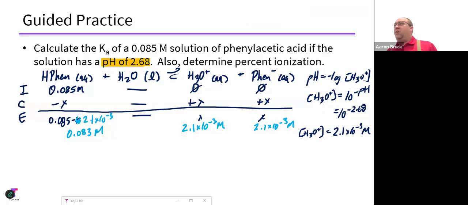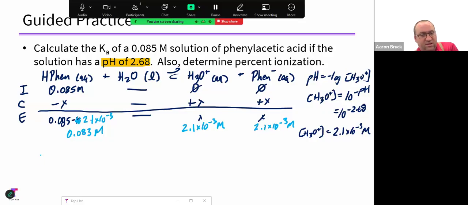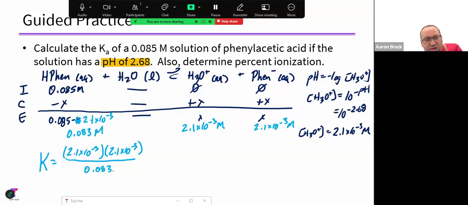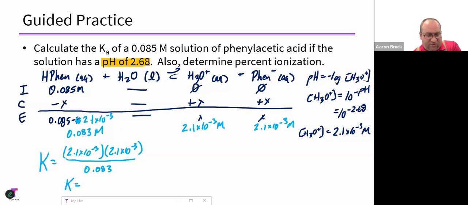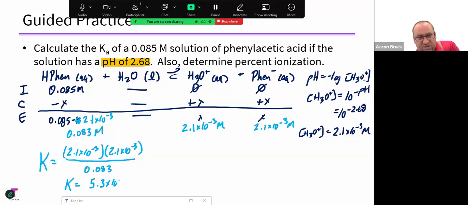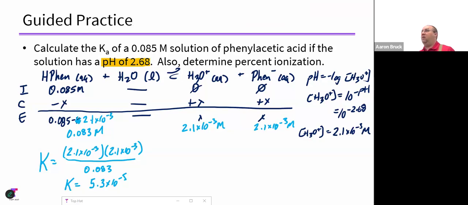We now know all of the equilibrium concentrations, so we can figure out the value of the equilibrium constant. K is equal to 2.1 times 10 to the negative third for the hydronium, 2.1 times 10 to the negative third for the phenylacetate, 0.083 for the phenylacetic acid. So putting those together, divide by 0.083, the two significant figures again, we get 5.3 times 10 to the negative fifth. So that's our value of K.